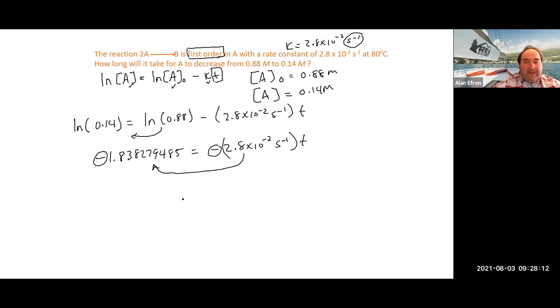That will get us something in the ballpark of t equal to, we'll call it, 66 seconds in this particular case. The units are seconds from here. When we divide it, the seconds flip to the top, and we do end up with a time of about 66 seconds. So just about a minute for this reaction to go from 0.88 molar to 0.14 molar. Any questions on that calculation there?